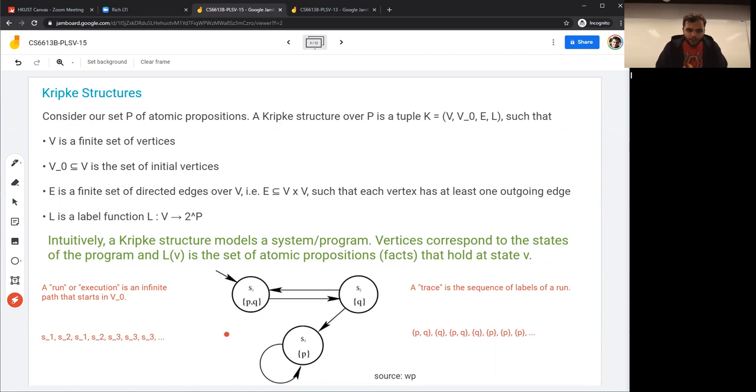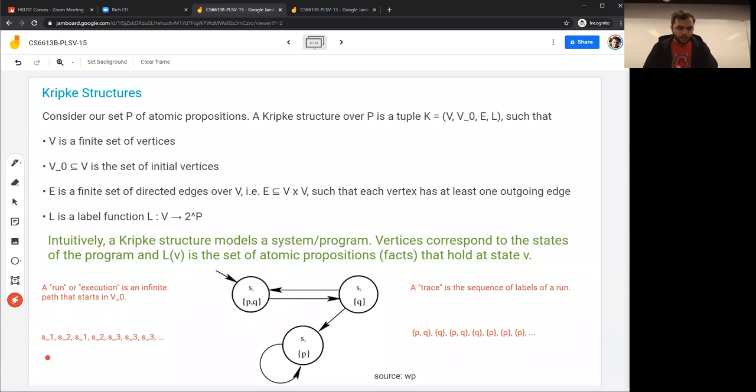So based on this, and by the way, I took this from Wikipedia. I was too lazy to draw one myself. So based on this, I can define two different notions. One is something that we have already seen, which is called a trace, and the other one is a run. So let's start with the run. A run or an execution of this Kripke system is just an infinite path in this Kripke system that starts at one of the initial vertices. So in this case, I have only this initial vertex. So any infinite path that starts at S1 is a run or an execution of this system.